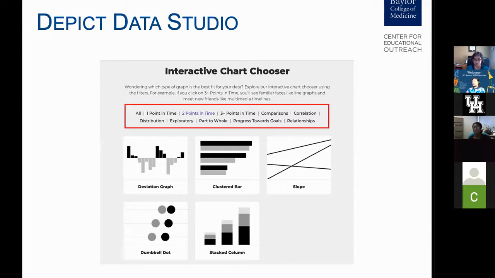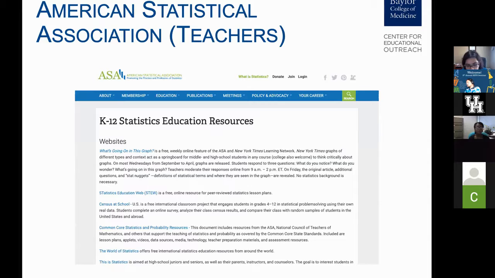So in this case, I selected 2 points in time. And it's got a bunch of different visualizations that might be helpful. While I might have thought, oh, I've got 2 points in time, I want to do something with the line, a deviation graph might be a really good way to go, or a clustered bar. So it gives you other ideas for really informative visualizations.